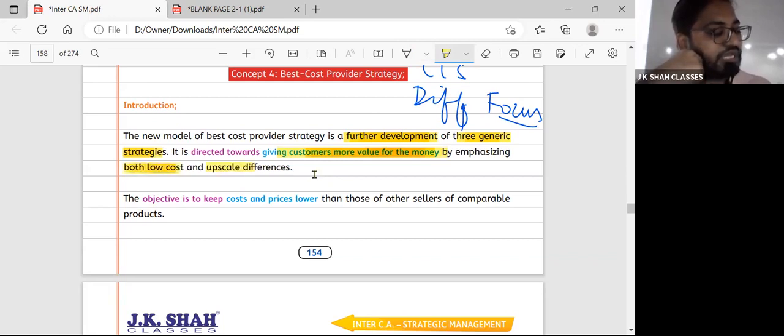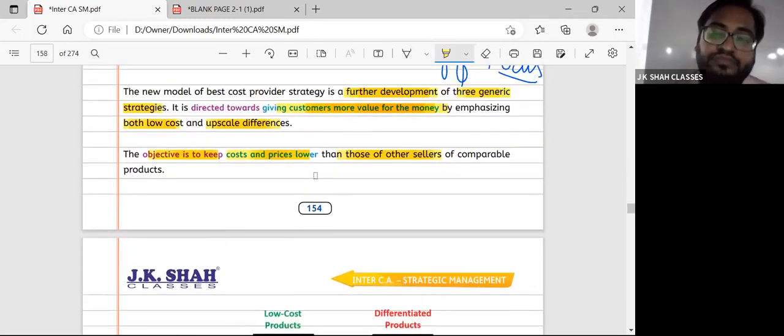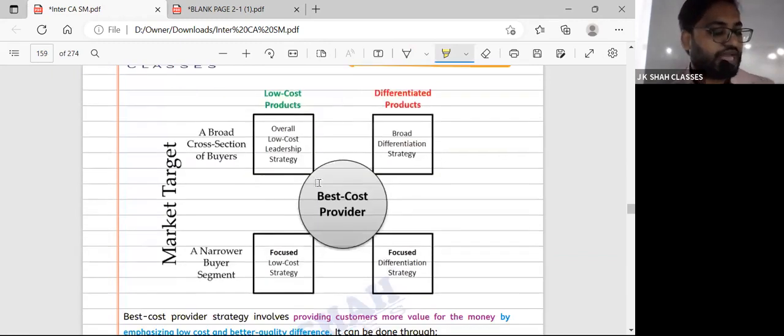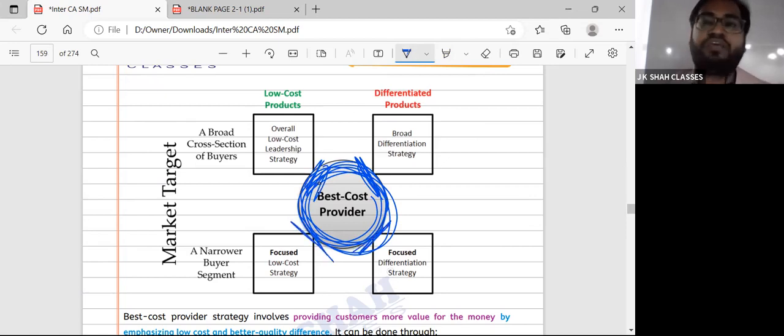Both low cost and upscale differences. Upscale differences means unique features. The objective is to keep the cost and prices lower than those of other sellers. So we want to keep the price low. If you see the diagram here, we want to cover all our bases. Unique also, affordable also, broad, narrow, every base we want to cover. We want to sell to everyone.